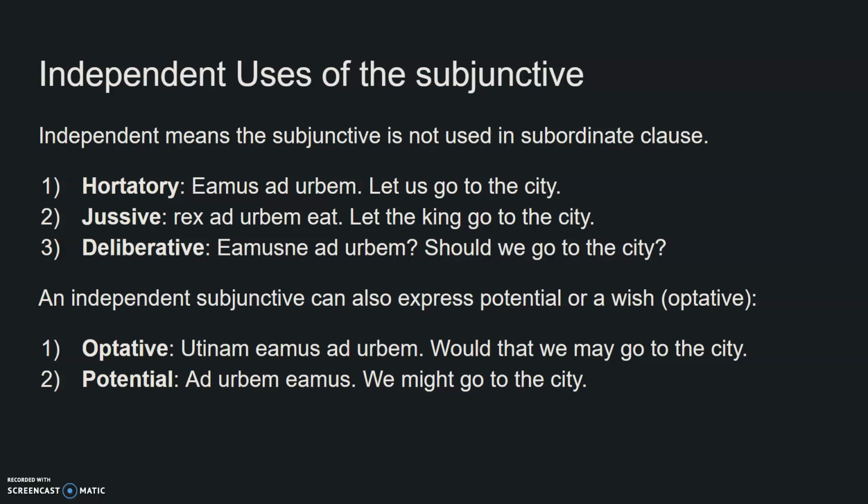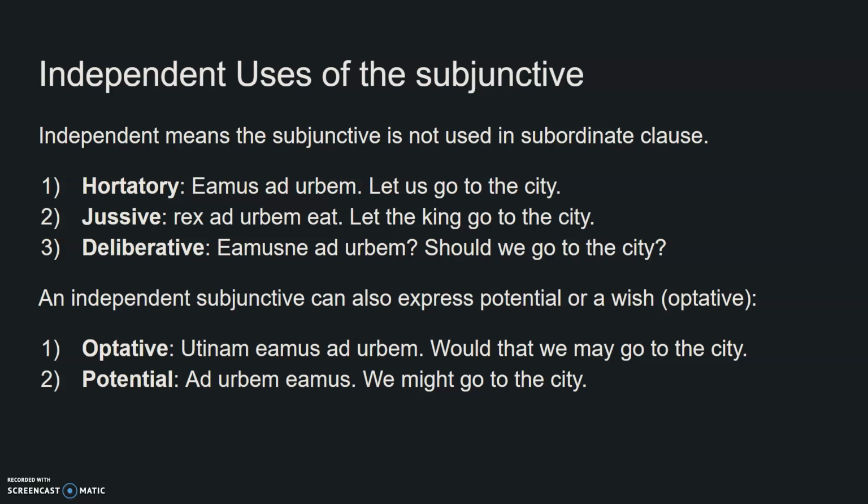The other one that Dickey spends a lot of time talking about in the textbook is deliberative uses of the subjunctive, and these are those rhetorical questions. Eamus ne ad urbem, should we go to the city? And then we have to decide whether or not we want to go, or whether or not that was even a question that's meant to be answered, or something we're just supposed to think on.